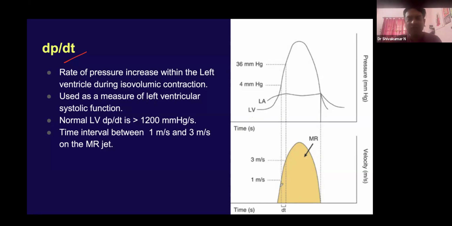In the velocity waveform, we look at how quickly it changes from 1 meter per second to 3 meters per second, and from that we can calculate the dP/dt. Normal dP/dt is more than 1200 millimeters of mercury per second. If it is less than 1200, then there is evidence of some LV dysfunction. So the time interval for the velocity to rise from 1 to 3 meters per second in the MR jet gives the dP/dt, an indicator of LV function.